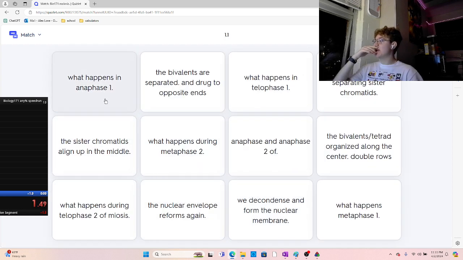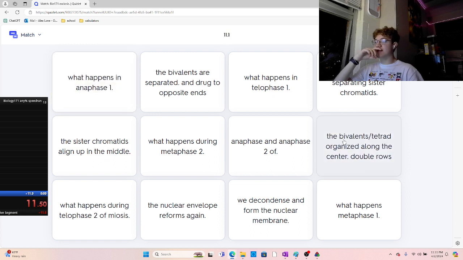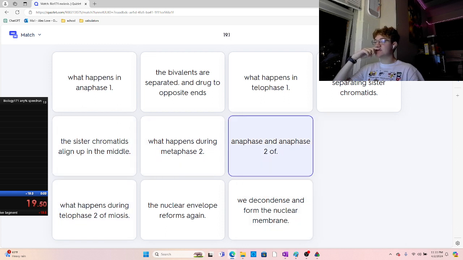Okay. What happens in anaphase 1? The bivalents are pulled apart, I think. So your chromatids line up in the middle. Nope. Bivalents, tetrads along. Tetrads also no. That's metaphase 2, metaphase 1. Yep, anaphase and anaphase 2. One pair of chromatids. What happens in telophase 1? Telophase 1 is when the nuclear envelope reforms.